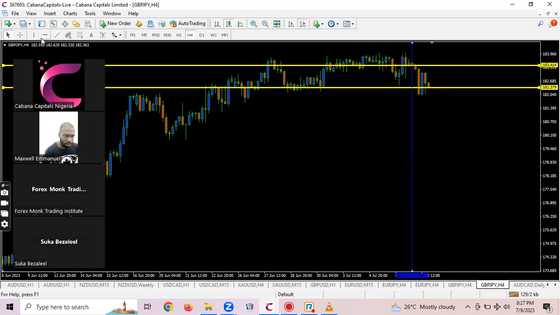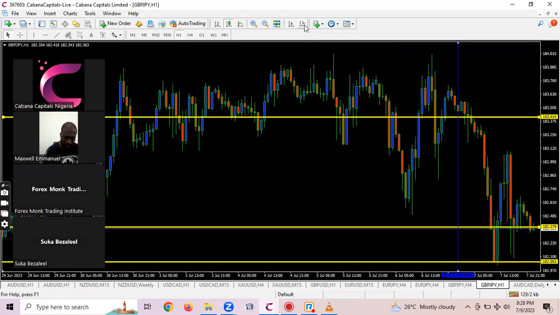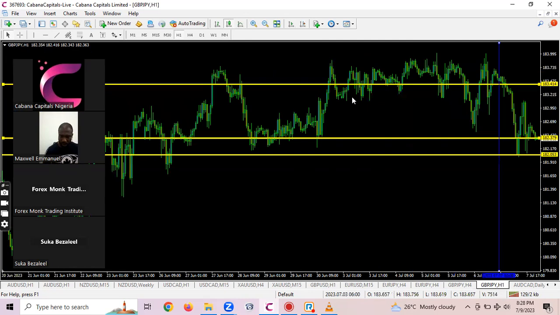So we have a support here on 4 hour. If the 4 hour candle closes below the support, that's a sell. If 4 hour closes below the support, I would be selling GJ. I would sell GJ.